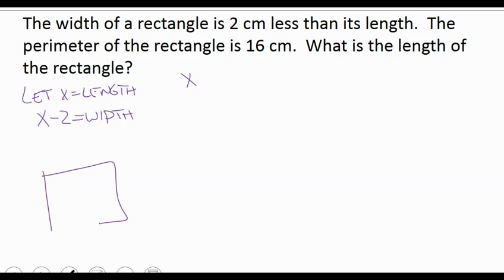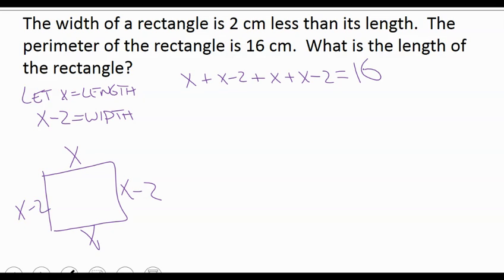Again, if you want to see the rectangle, it would be x, x minus 2, x minus 2. So there I've got my 4 sides. We're going to add those up. So x plus x minus 2 plus x plus x minus 2, and that's going to equal 16.